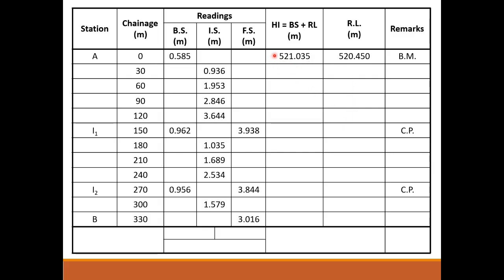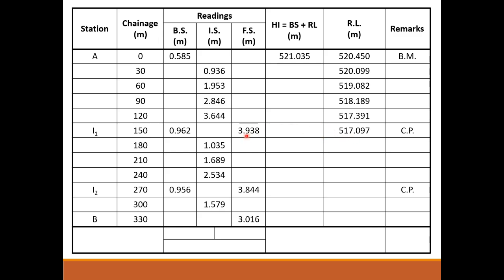Okay, what is the formula? Just subtract the value taken from the leveling staff from the height of instrument and you will get the reduced level. How does this value come? 521.035 minus this staff reading 0.936 and we get 520.099. Similarly, 521.035 minus 1.953 and we will get the 519.082 value, and similarly we proceed our calculations up to 517.097. Okay.